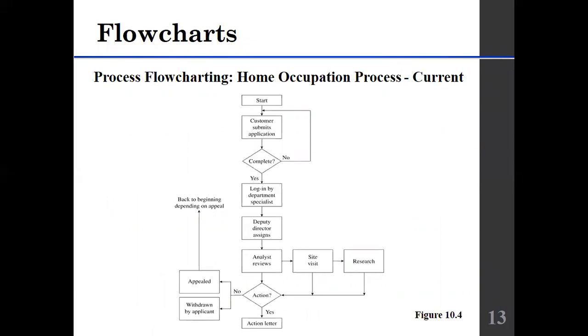So this is the first and the more detailed flowchart. It is the process flowchart that contains a very detailed process. We have to start the process, then move to the customer submit application. So the customer will submit applications, and if it is completed, if it is not completed, then we will have to go again toward the start. And if it is completed, then we will move forward towards login by the department specialists. From the department specialist, we will move toward the deputy director assigns, and then to the analyst reviews. After reviewing by the analyst, we will have to visit the site and do some research. And then we will have to take action based on that particular research and analyst review.